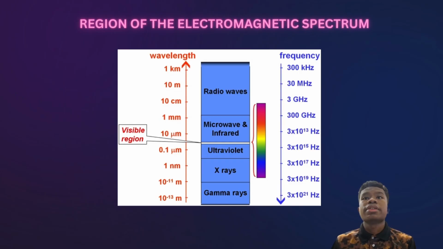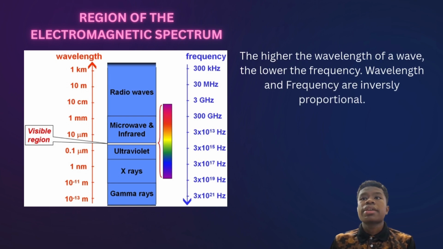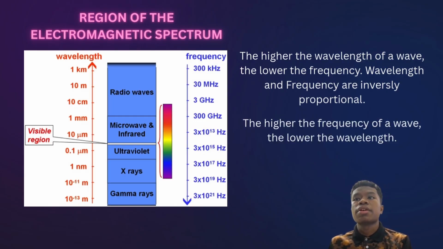What you see here is the region of the electromagnetic spectrum. As you can see, we have wavelength and frequency. The higher the wavelength of a wave, the lower the frequency. Wavelength and frequency are inversely proportional. The higher the frequency of a wave, the lower the wavelength.